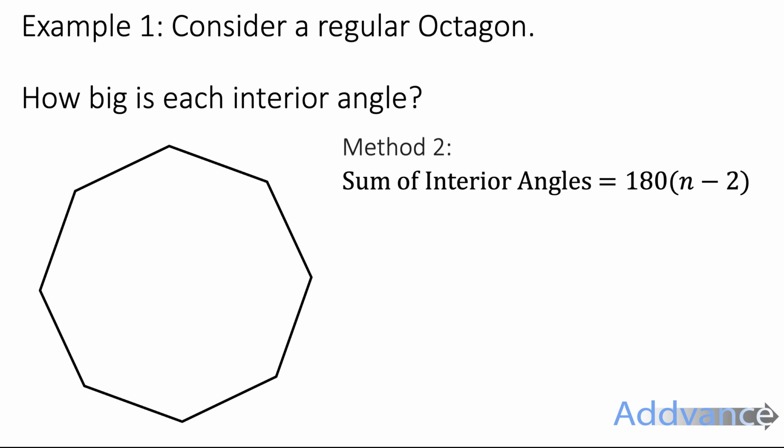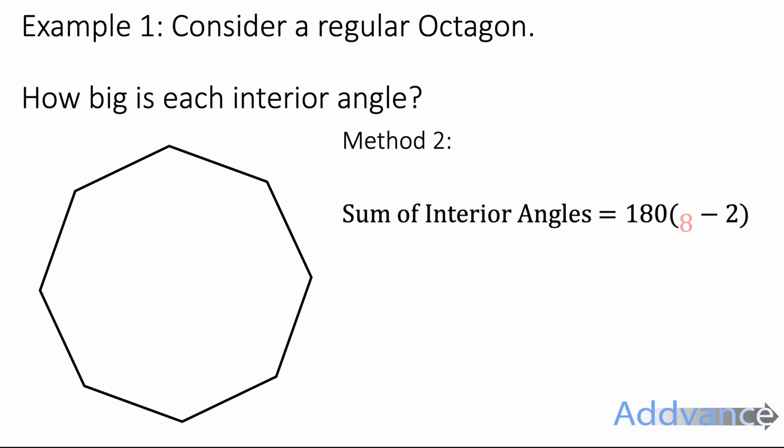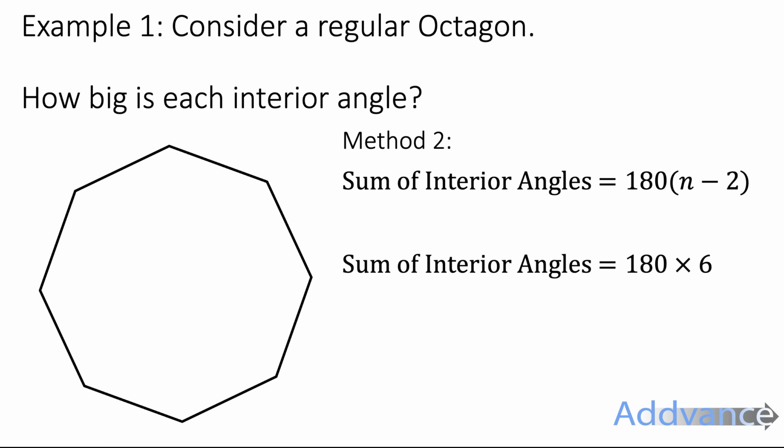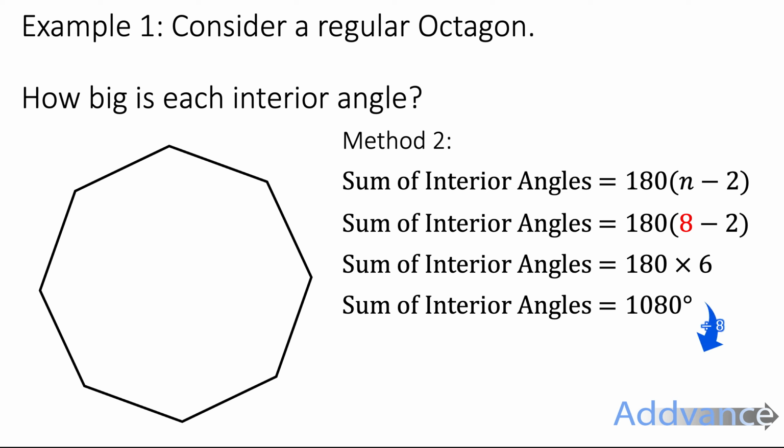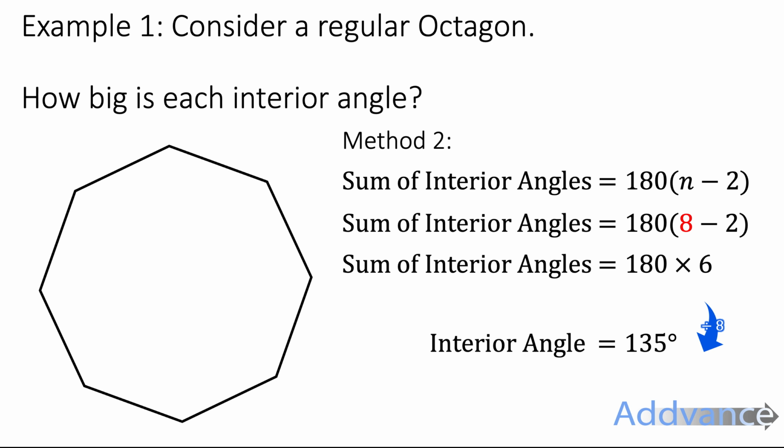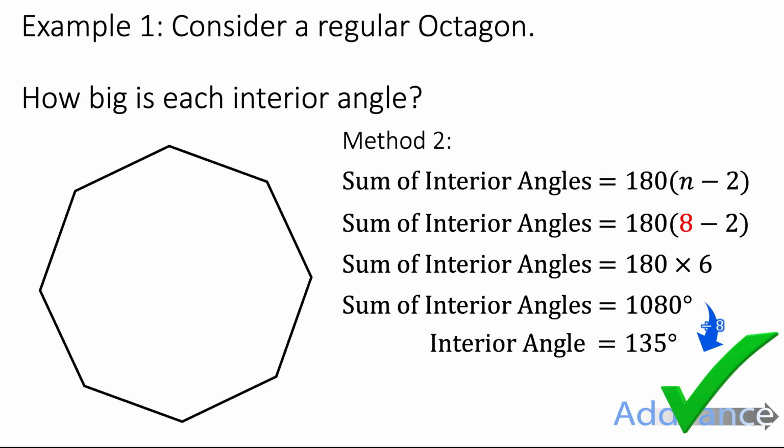I have a second method over here. I'm going to use the fact that the sum of interior angles is equal to 180 times (n minus 2). Here it's an octagon, so n is 8, and that's 180 times (8 minus 2), which is 180 times 6. That gives you the sum of interior angles as 1080 degrees. So all of the interior angles of this octagon will always add up to 1080 degrees. Now we can just divide by 8 to get that each individual interior angle is 135 degrees, and we have the same answer again.